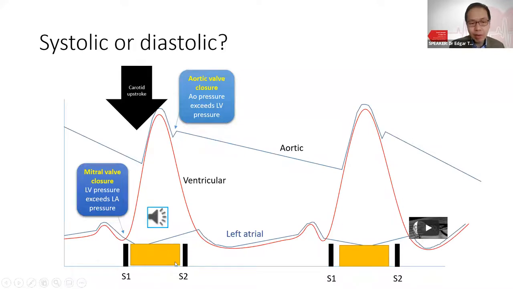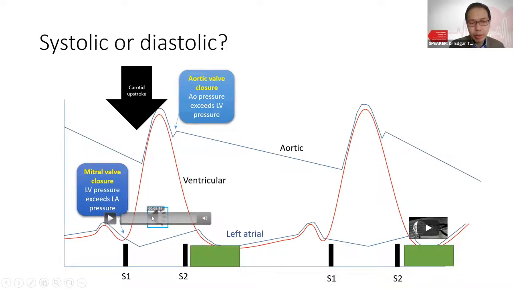Systolic murmurs will therefore run between the first and second heart sound, and diastolic murmurs will run after the second heart sound. So just by using the carotid upstroke, you can tell whether it's a systolic or diastolic murmur. This will be an example of a rough ejection systolic murmur that comes between the first and second heart sound. And on this other side, you will hear a soft early diastolic murmur.